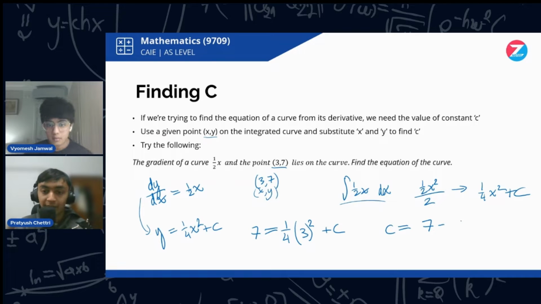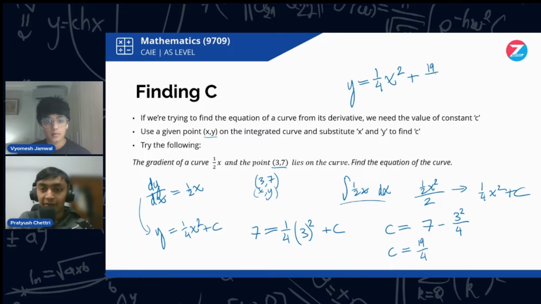Now I can just get c by itself by bringing everything to one side. 7 minus 3 squared over 4. So c is equal to 7 minus 9 over 4, which is 19 over 4. So the equation of my curve is thus 1/4 x squared, and now I can replace the plus c with the value of c I found.